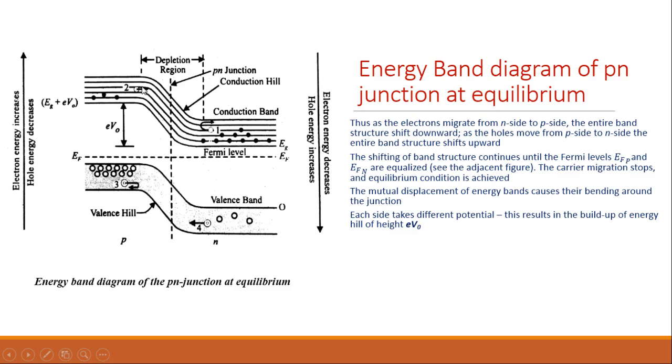But on the other hand, an electron from P region can slide down the hill and come very easily to the conduction band, but this electron is a minority carrier. So, as soon as the hills are formed, the bending of bands takes place, the diffusion stops, whereas the drift starts taking place.